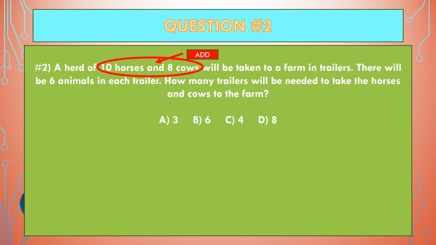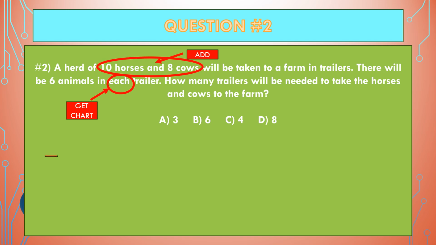All right, so now I know I need to add, but I still have more words. So let's see what else we have to do. There will be 6 animals in each trailer. So now I know I'm going to need a get chart. So this is definitely a two-step problem. I have to add and I need a get chart. How many trailers will be needed to take the horses and cows to the farm?